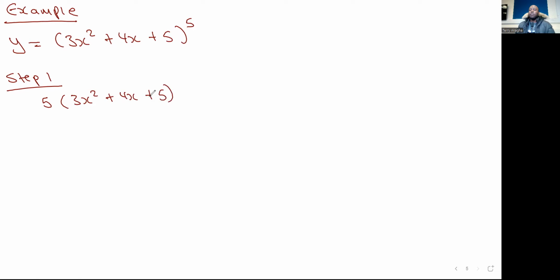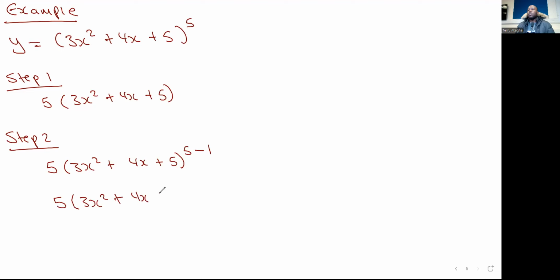Are you seeing it? Then, step 2, we subtract 1 from this. So we're going to have 5 into bracket 3x squared plus 4x plus 5, then this will be 5 minus 1. Then that will give us 5 into bracket 3x squared plus 4x plus 5 all raised to the power 4.